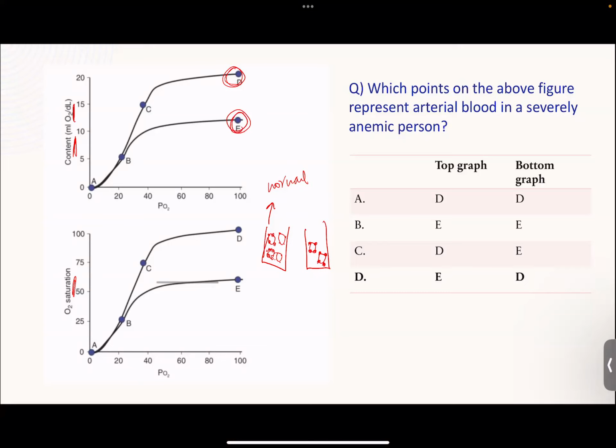However, we said bottom graph is D. Why? Because this is saturation, which means that this molecule, even though it's less, it's still binding all four oxygens. Okay? So even if there is less hemoglobin, the amount of oxygen it can take, that's saturation. So it's still normal blood cells. It's just lesser blood cells. So concentration is going to be affected. However, this is going to remain normal. The saturation remains normal in anemia, okay?